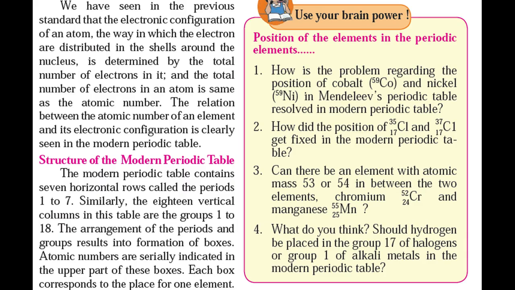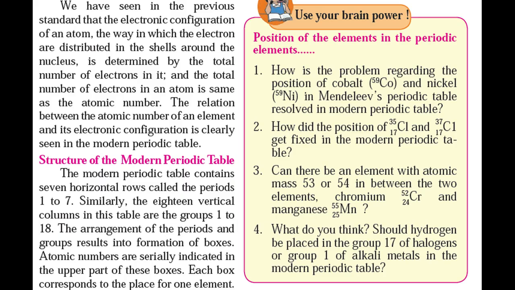The third question is: can there be an element with atomic mass 53 or 54 in between the two elements chromium (Cr, 52, 24) and manganese (Mn, 55, 25)? Now, friends, this is quite clear. It is not possible to have an element with atomic masses 53 or 54 between these two elements, chromium and manganese, because their atomic numbers are continuous. There cannot be an element between them.